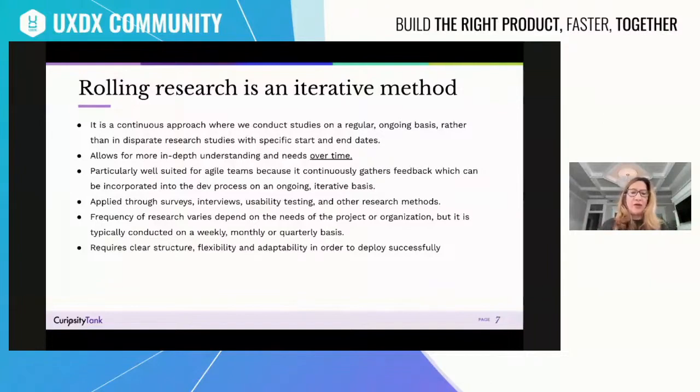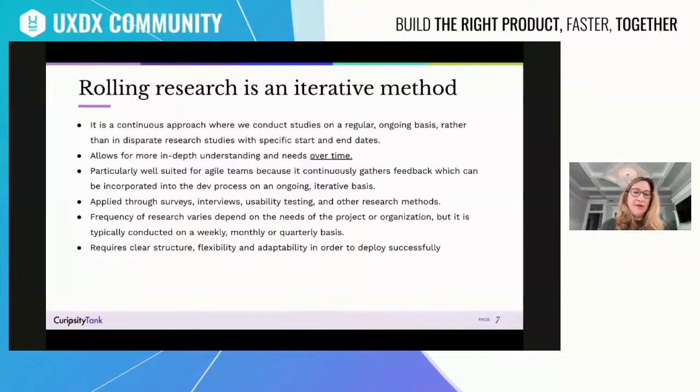It's hugely beneficial. Mostly more UX mature teams have rolling research programs in development, but it really allows for a super in-depth understanding continuously over a period of time. It's super well suited for agile teams because it continually gathers feedback, and then the teams incorporate it into the design or development process iteratively. Rolling research can be implemented through a variety of methods, and I'm going to get more into this a little bit later. The frequency varies depending upon the needs of the team or the organization or what's being developed.